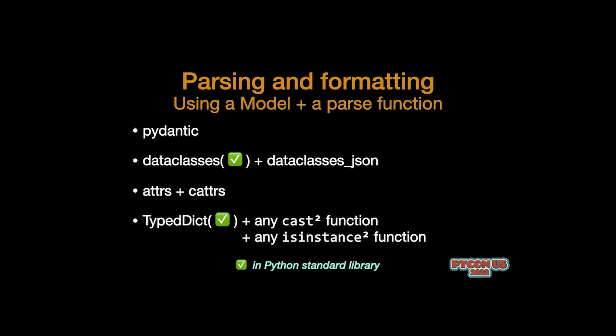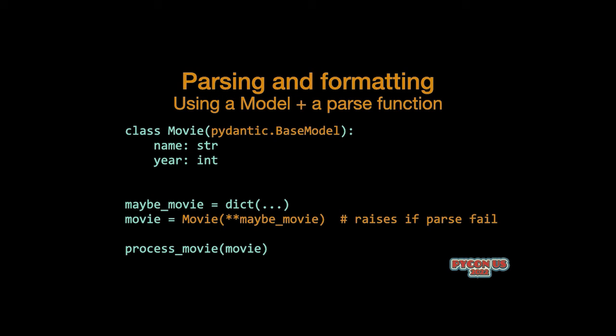Since I'm running low on time, I will just show that this is how you do it in Pydantic. You declare a base model, and if you pass in something that doesn't conform to the declared annotations, it will fail at runtime.